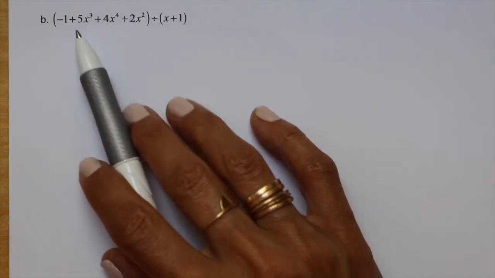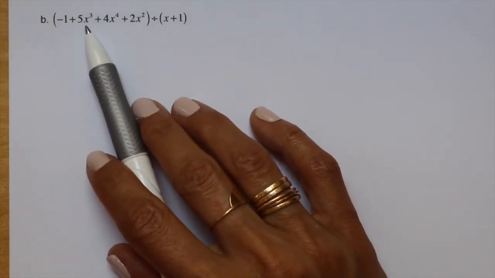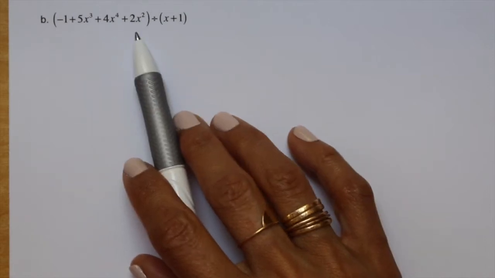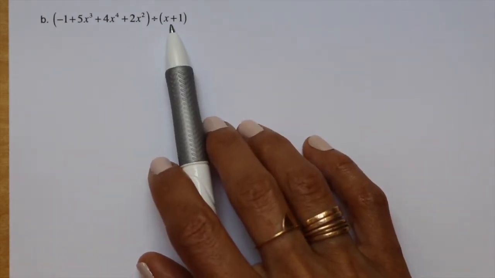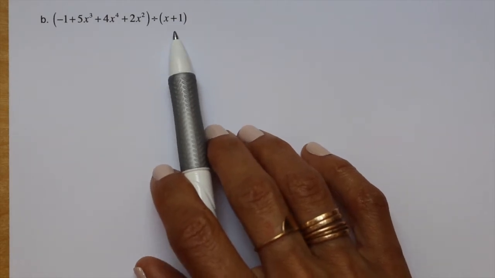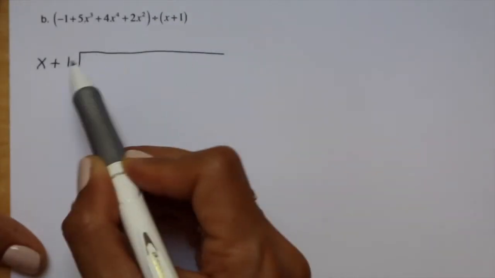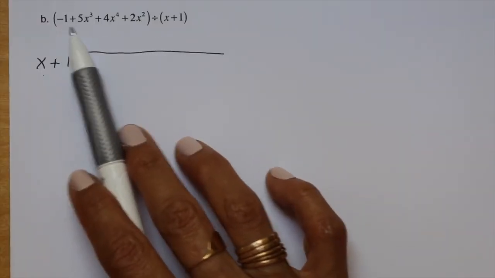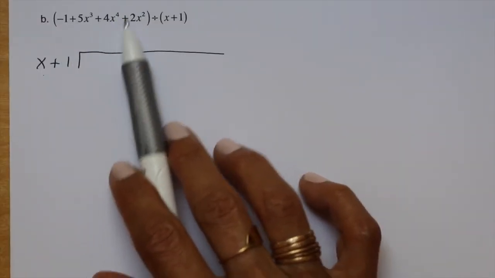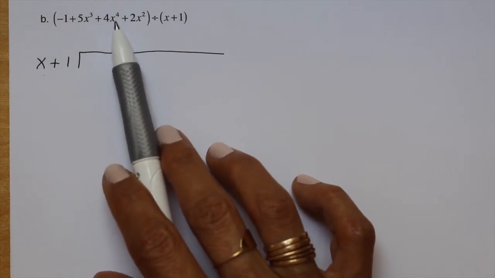Okay, our next problem says negative 1 plus 5x cubed plus 4x to the 4th plus 2x squared. We're taking that polynomial and we're dividing by the quantity x plus 1. So let's go ahead and set this up. The expression you're dividing by, I wrote that out in front. Next, we have to take this polynomial and we want to put it in descending order. So we want to find the highest exponent, which is right here, positive 4x to the 4th.